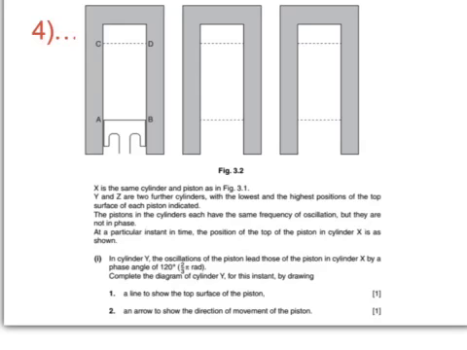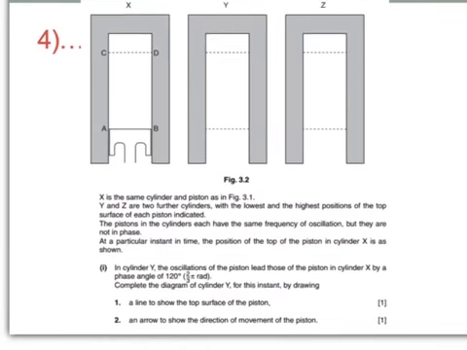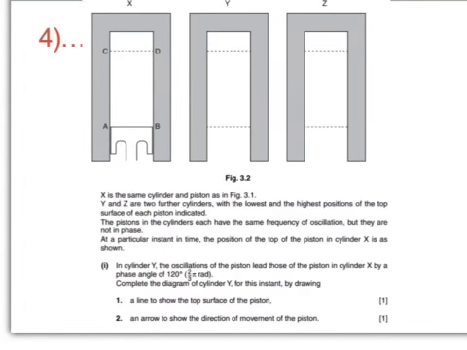Okay, the next part. We're now looking at 3 different cylinders, and you can see them there, X, Y, Z. So we're looking at a difference of phase between the 3 cylinders. If you look at the question quickly, it talks about cylinder Y leading piston in cylinder X by a phase angle of 120 degrees, which is the same as 2/3 pi radians.